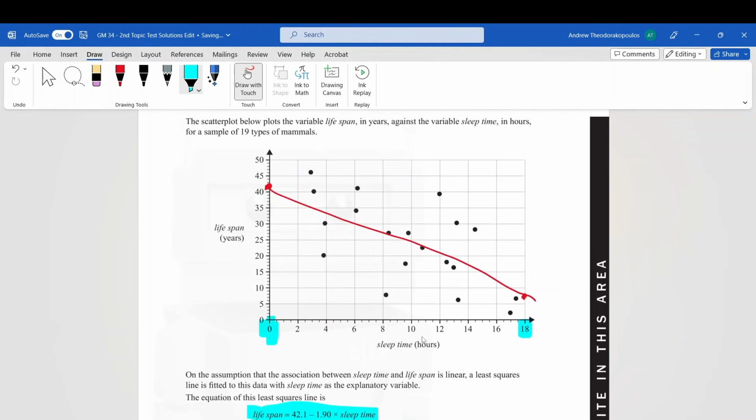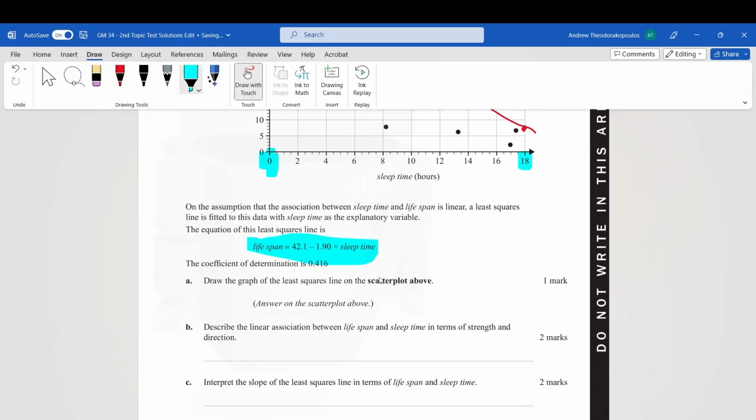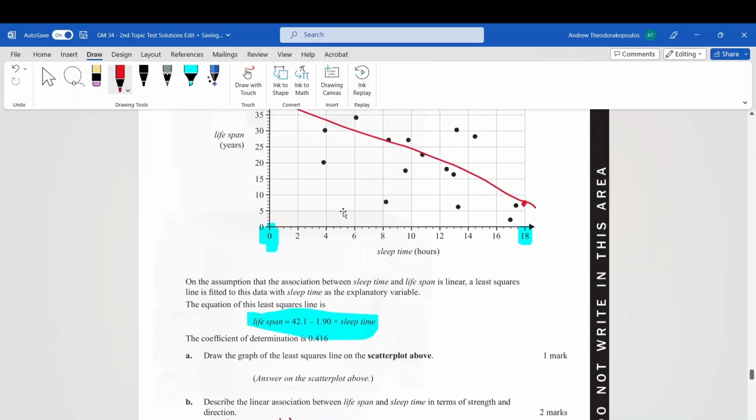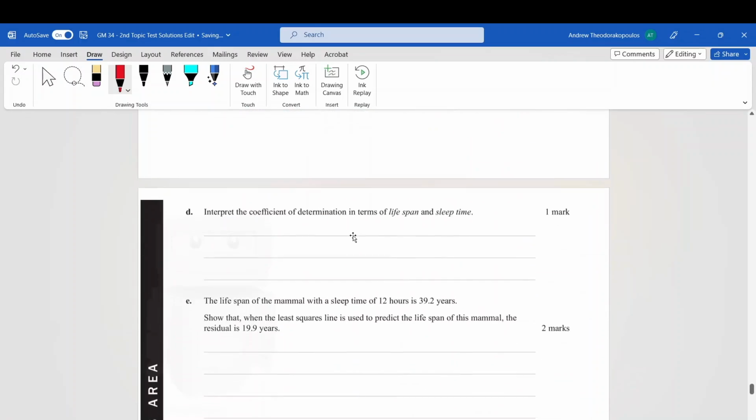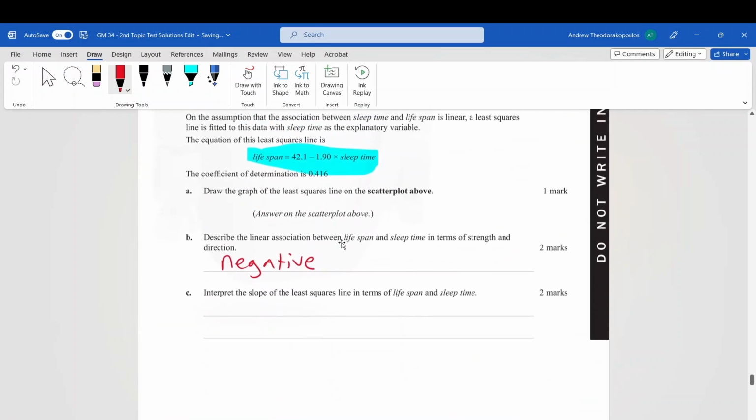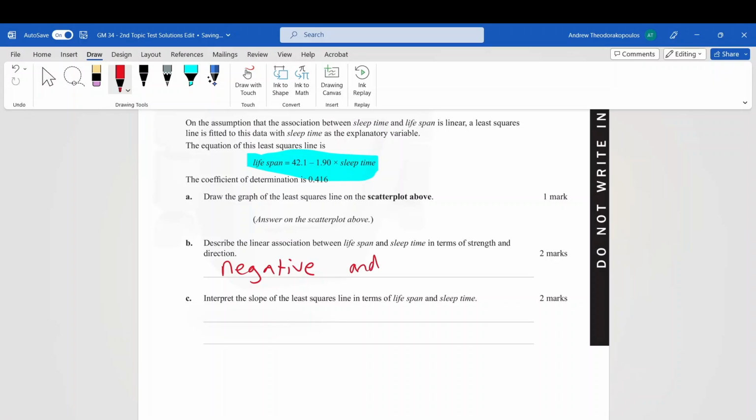In this question, all they're asking for is to describe this scatter plot in terms of direction and strength. Direction is definitely negative because it's definitely going downwards. And strength, to me, it seems like this is moderate strength. Let's just confirm that that's what they've got. Yeah, moderate and moderate. You only need two words for two marks.